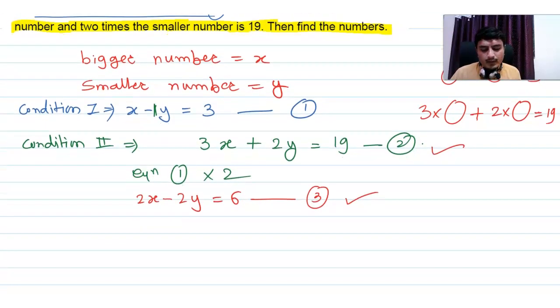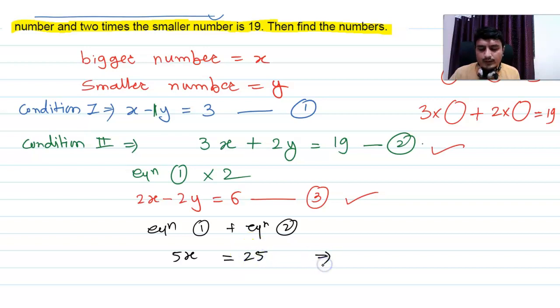Once we add them up, why do we have to add them up? Because 2y minus 2y gives us 0, or gets cancelled. That means our target is to eliminate y from the given equation. So let us add up equation 1 and equation 2. We are getting 3x plus 2x as 5x. 2y minus 2y gives us 0, or gets cancelled. That is equal to, we have 19 plus 6 is 25.